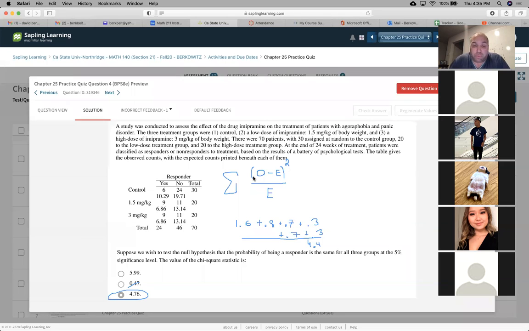Now, whether or not we reject the null hypothesis, let's follow it up. Even though this wasn't part of the question, let's follow it up. Do I reject the null hypothesis or do I not reject the null hypothesis in this scenario? In order to determine that, I need to know how many degrees of freedom I have.